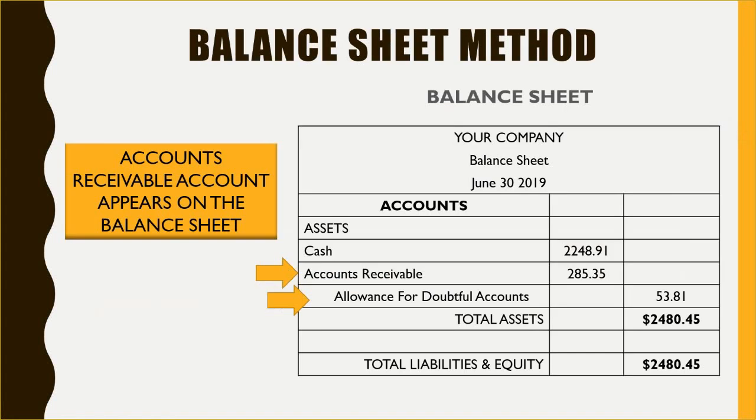Well, when we take a look at our balance sheet, it's a list of all of our assets, liabilities, and equity. So you're definitely going to see the accounts receivable appear, as well as its contra account, allowance for doubtful accounts. So hence the keyword balance sheet.